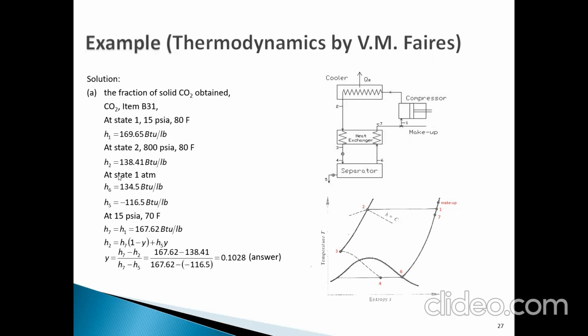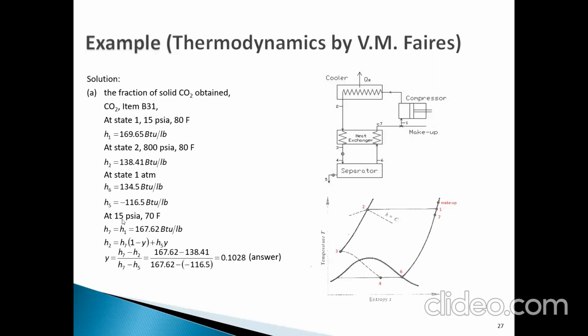So, para makuha mo yung exact value, gumamit ako ng online table na malapit doon sa value doon sa figure. Okay? Sa chart. Kaya nakuha to. Kasi kung doon ka sa chart, hindi mo makukuha itong mga decimal places na yan. Okay? H2 is 138.41. At state 6, atmosphere, H6 is 134.5 BTU per pound. H5 is negative 116.5 BTU per pound. Okay? Sa chart kasi, hindi mo makuha yung eksakto.